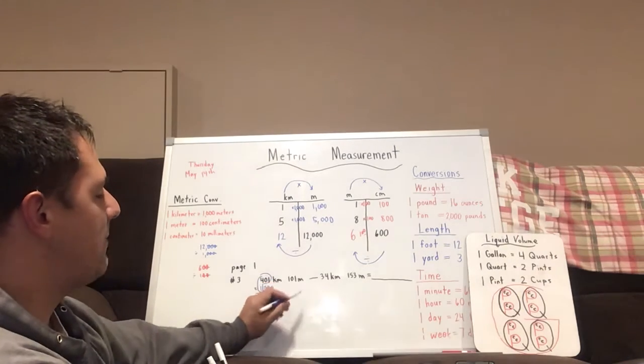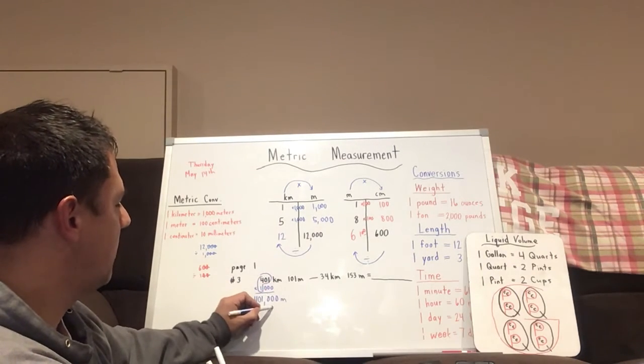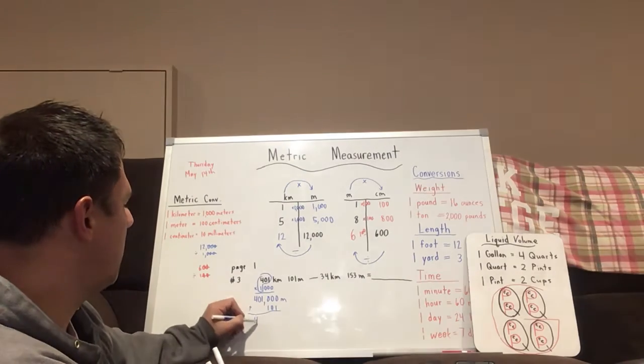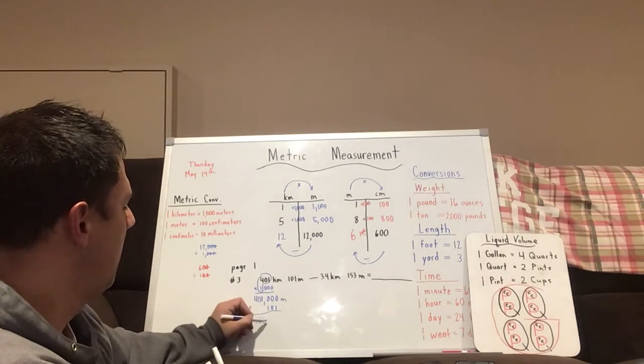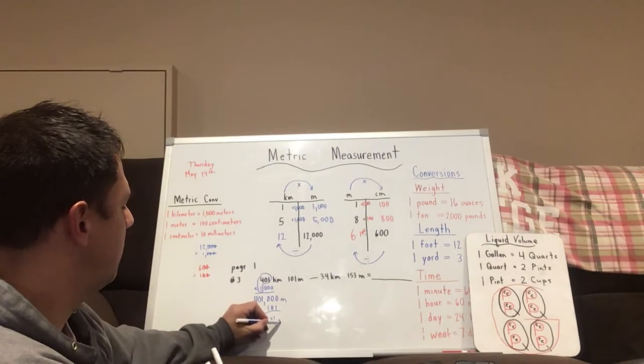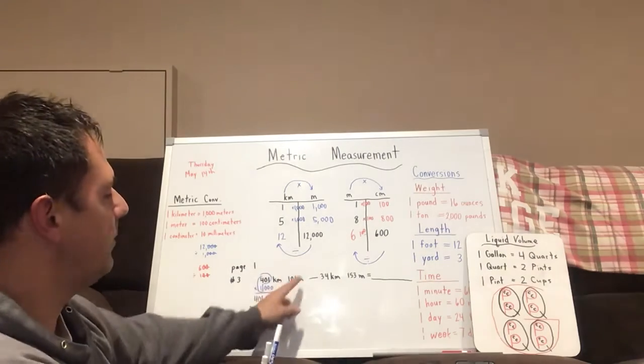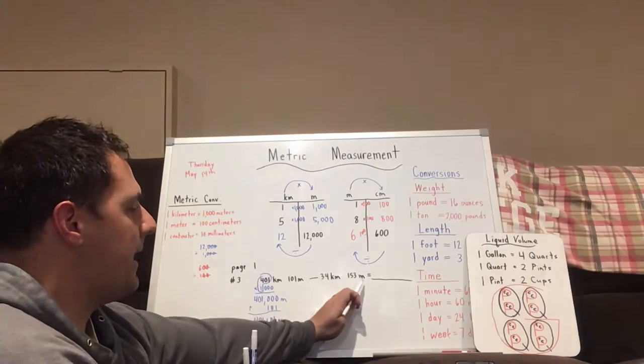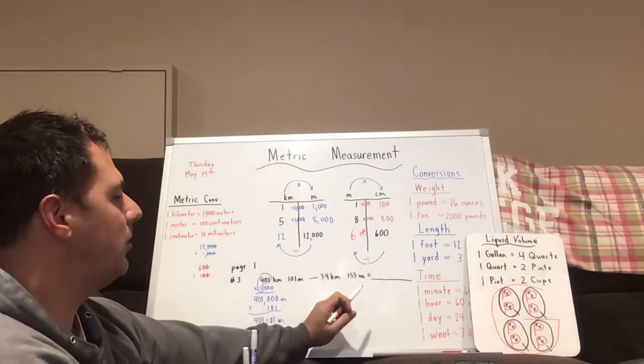And I'm going to add my 101 meters that were already there. So when I add those together, I get 401,101 meters. That's my total of those. I'm going to do the same thing over here. I have some kilometers and some meters. I'm going to put them all into meters.